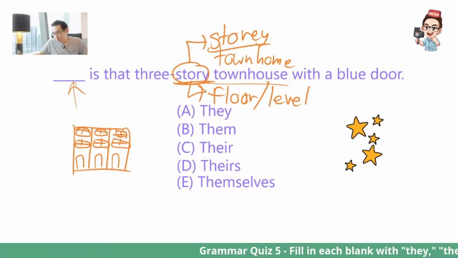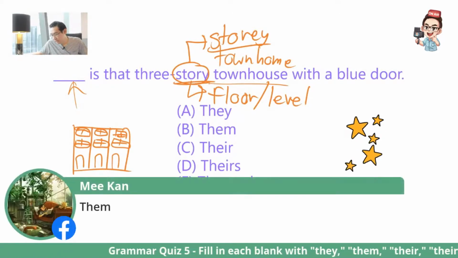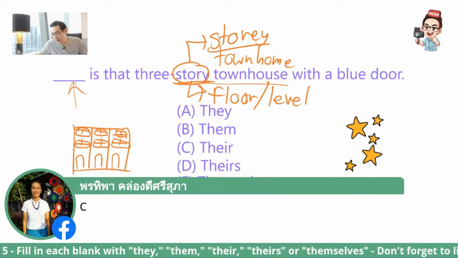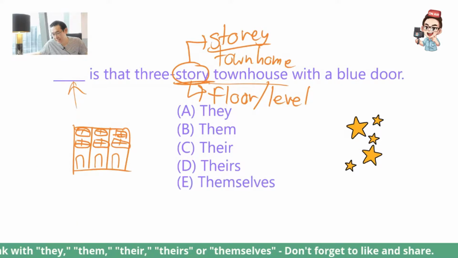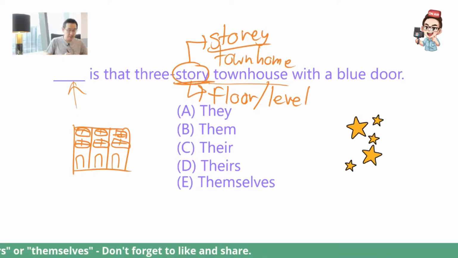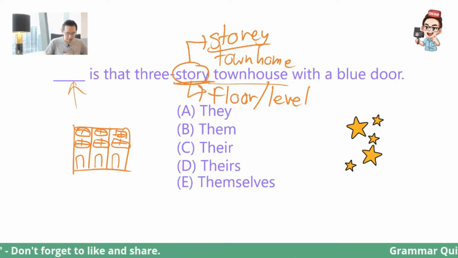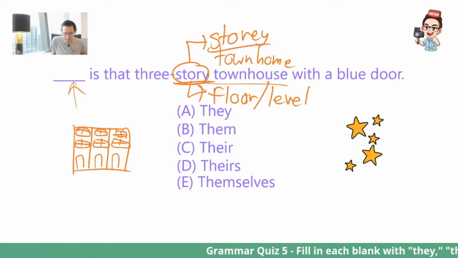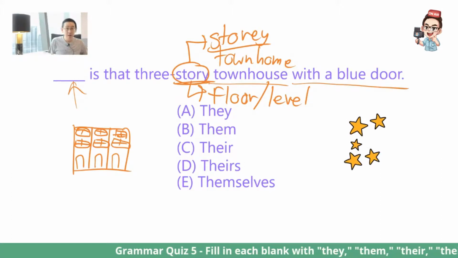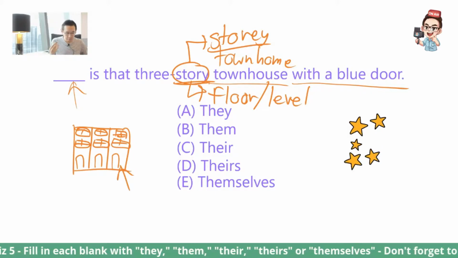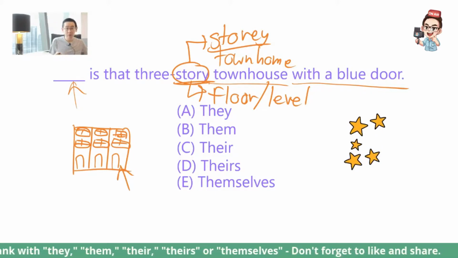Right, I'll just bring up some more answers. We have them, which is B from Mikan, and also Pontipa said C. Okay, thank you for all of your answers. So here, the sentence is talking about a 3-story townhouse. So this townhouse has 3 levels and with a blue door. So the door in front of that townhouse has the color blue. Okay, now we know the meaning.